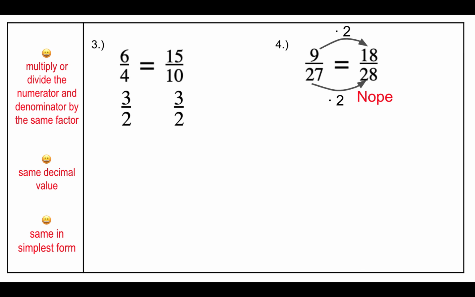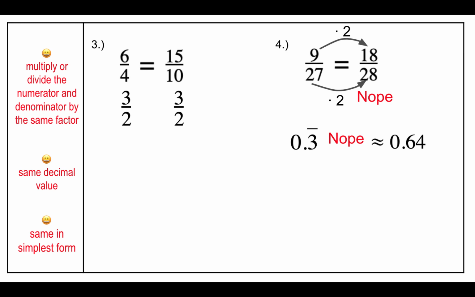Maybe you changed them into a decimal. 9 divided by 27, well, that's 0.3 repeating. And 18 divided by 28 doesn't give me a nice decimal, so I did an approximation. It's about 64 hundredths. Are those the same decimal? Nope.